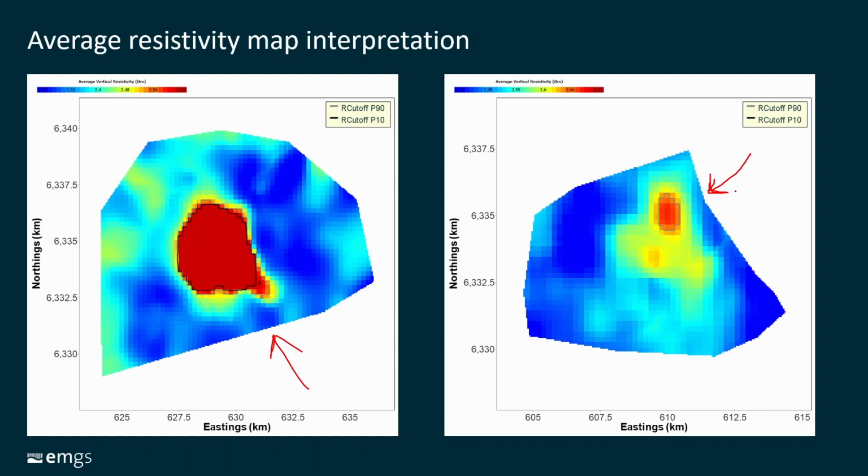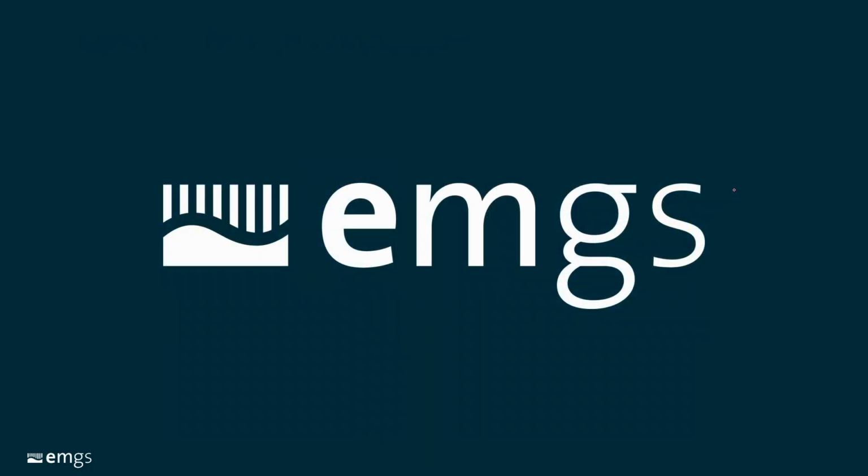So it's really important to have criteria such as the ones that we've just shown, because you can actually fool yourself playing with colors.